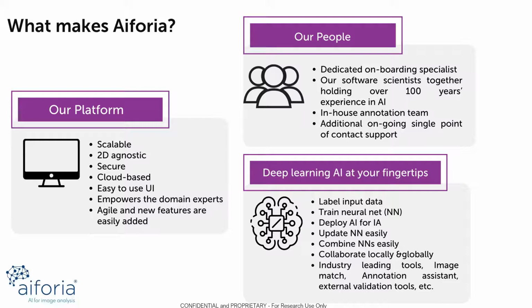So as far as your deep learning AI that you can build, it's really as simple as labeling your input data, training the neural net, and then you deploy your AI for image analysis. You can easily update these neural nets, which you'll see later with transfer learning. You'll be able to mix and match them. Let's say you have an additional question that's come up, but you have two different AI models that you've built and you want to merge those, you can now do that.